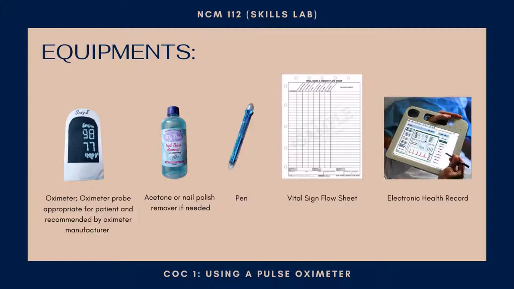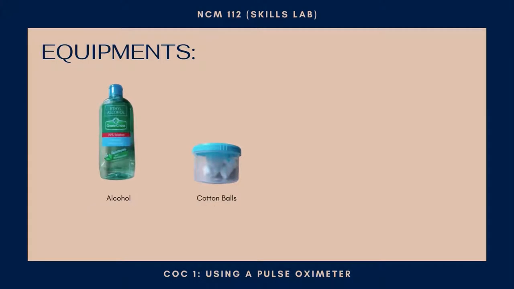Then, for the documentation, we need to have the pen and a vital sign flow sheet or the electronic health record, whichever our hospital uses. Then, we need to have alcohol and cotton balls to clean the oximeter device, as well as for hand hygiene and on cleaning our client's finger.